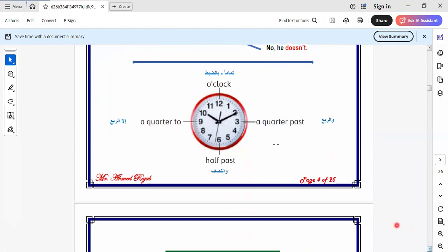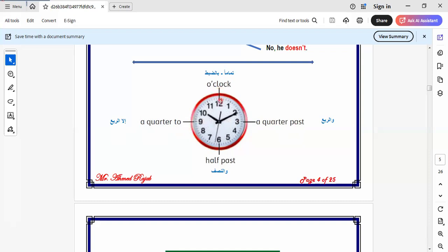In this unit we talk about the clock and how to know the time. This part is called what? Called past, and this too. Okay, as we know, the clock is classified into 5, 10, 15, 20, 25, 30, 35, 40, 45, 50, 55, and 60. We have 60 minutes in the hour. So here we say quarter past, and here is quarter to. This is the difference between quarter past and quarter to.